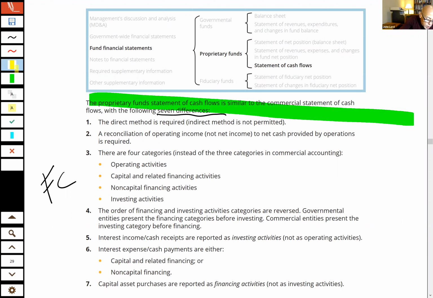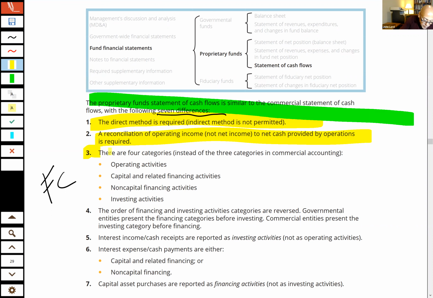Okay, for example, you have to use the direct method. So right away, you'll get points for knowing you have to use the direct method. Okay, what else? A reconciliation of operating income, not net income. So you'd have to pick up your operating revenue minus your operating expenses gives you operating income that would show on the statement of revenues, expenses, and changes in fund net position for probably your enterprise fund. Don't pick up the change in net position number, which is at the bottom. Pick up that number that's probably somewhere three-quarters down, which is going to be what? Operating income. You reconcile operating income to cash provided by operations.